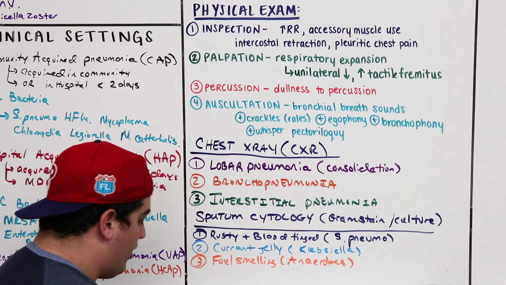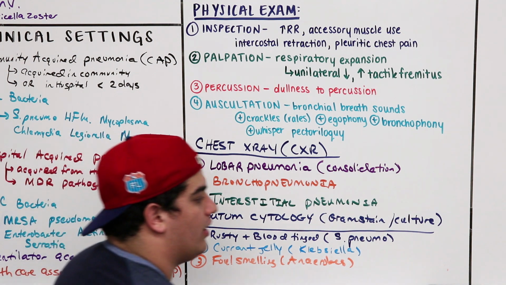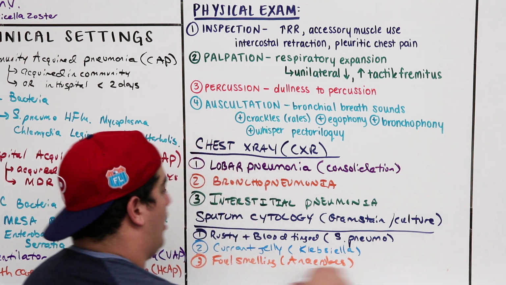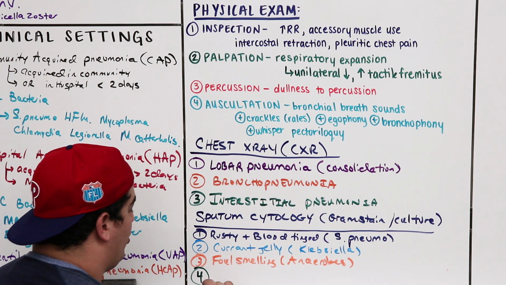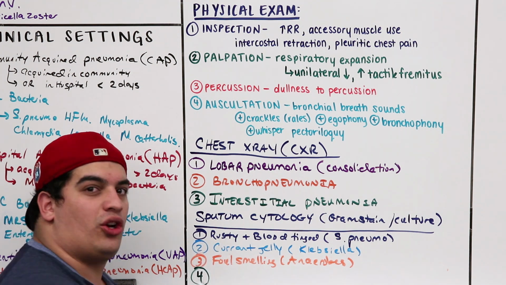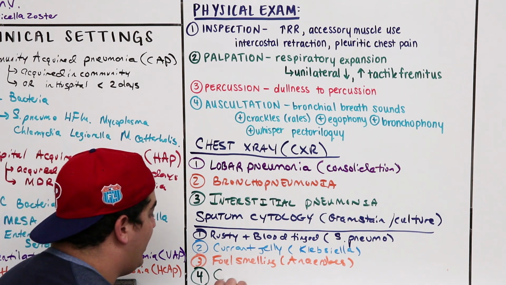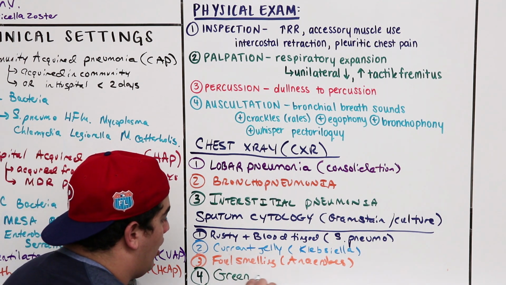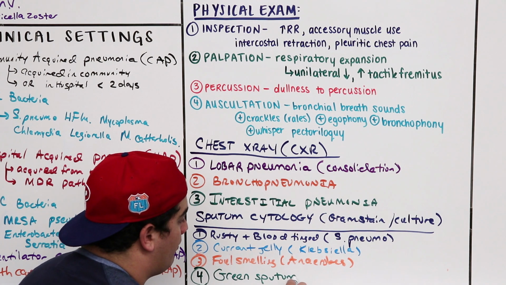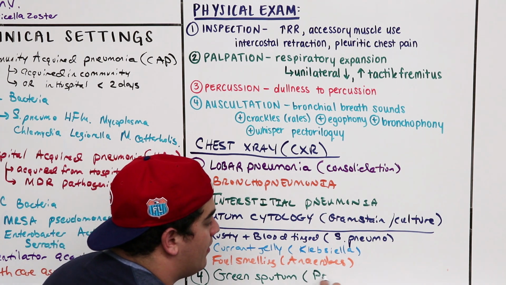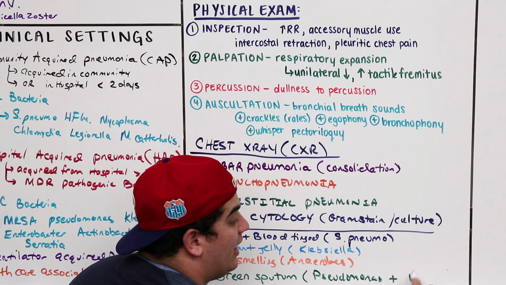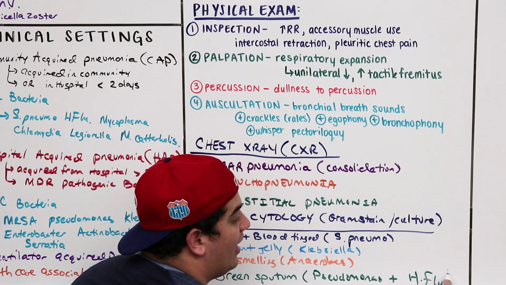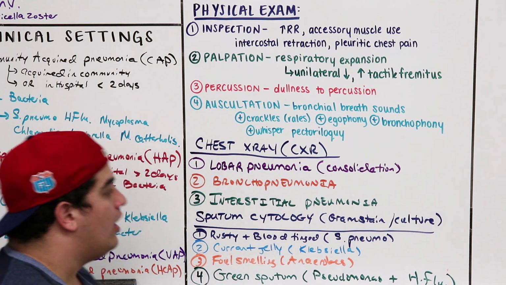The last one, and again, it's not always high utility, not always the most perfect thing to go by, but another thing that you can utilize is if it's green. So if it's kind of a green sputum, a green sputum is seen in Pseudomonas and maybe even Haemophilus influenzae, okay?